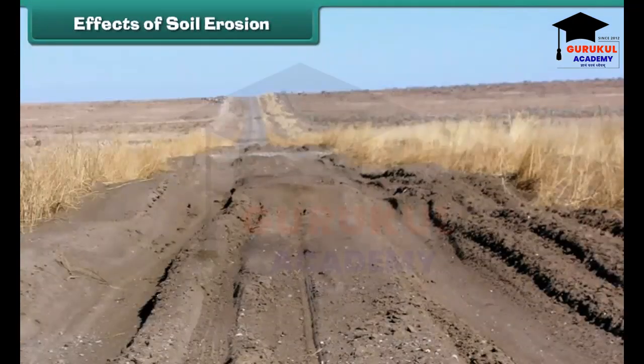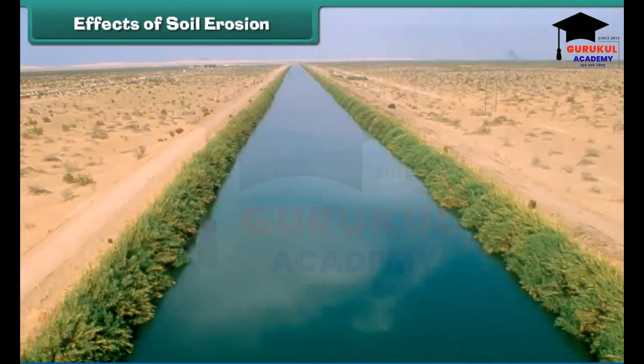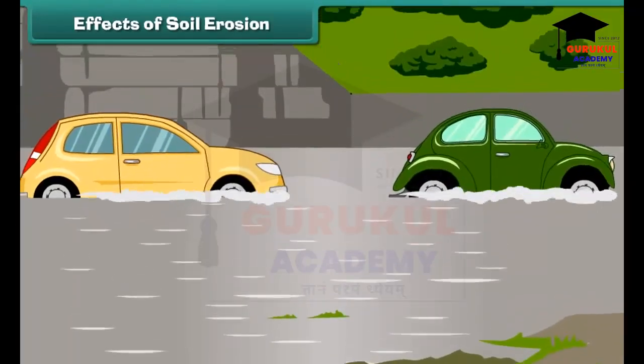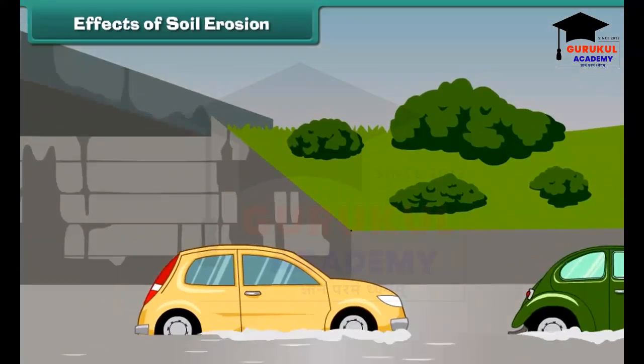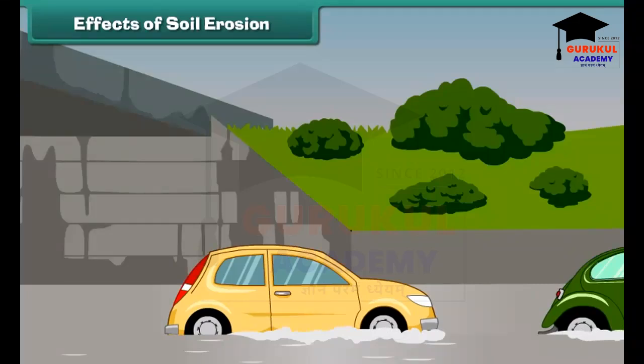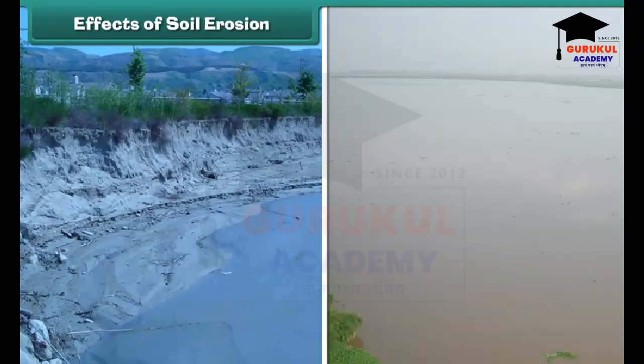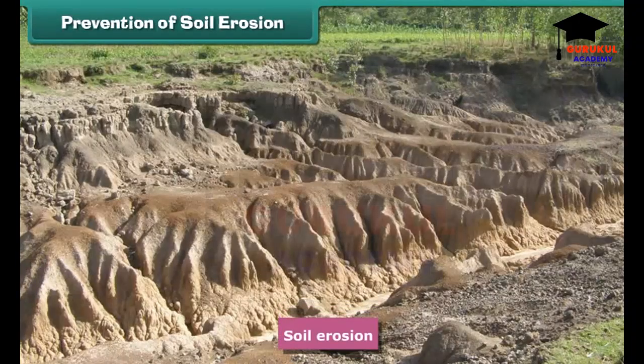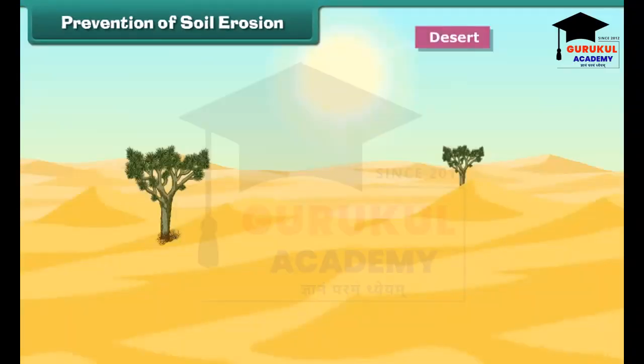Due to soil erosion, the soil shifts and accumulates on the roads and streets. This blocks driving and results in accidents. It also blocks many irrigation canals. It increases the risk of flooding. The eroded soil deposits in water resources like rivers, lakes, etc. and pollutes them. Soil erosion is a major environmental problem. It has affected all over the world, from forests to deserts. Thus, it's the need of the hour to conserve the soil by preventing soil erosion.